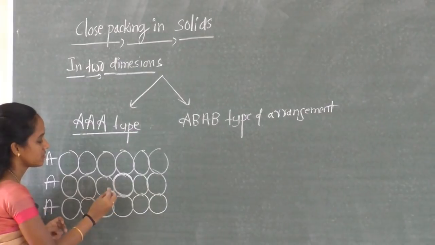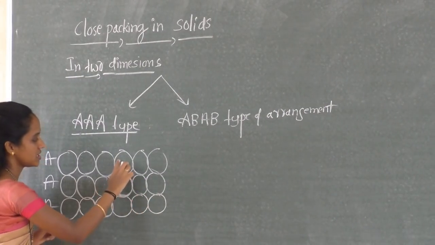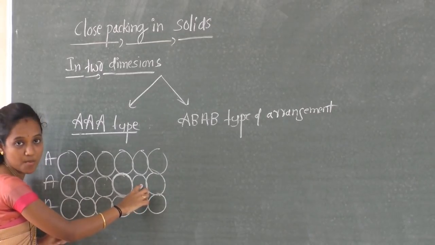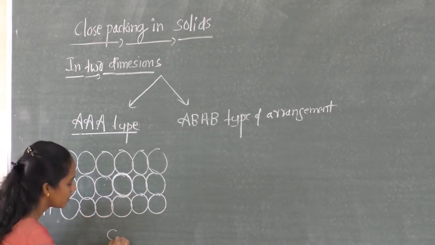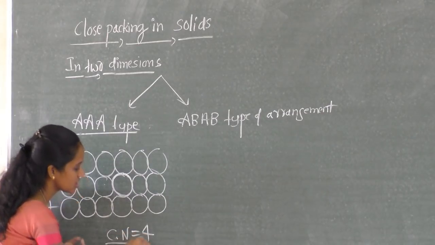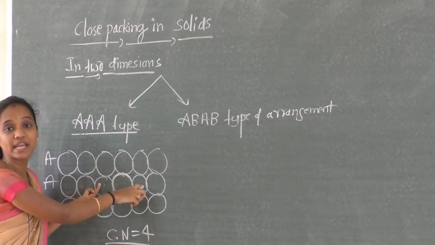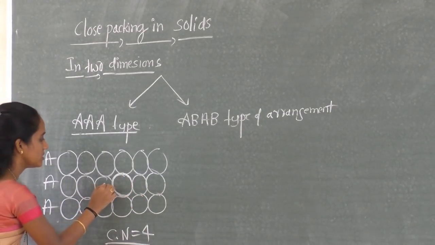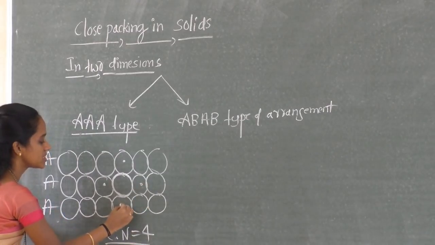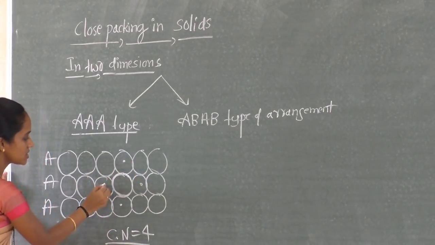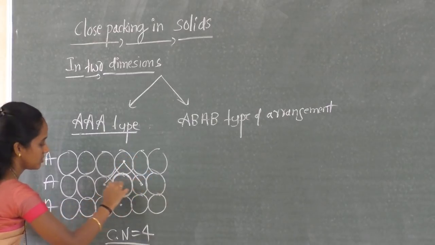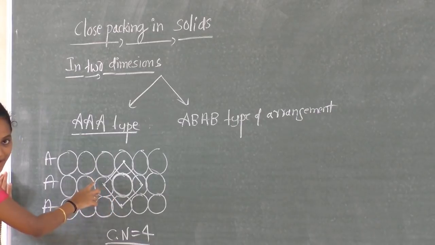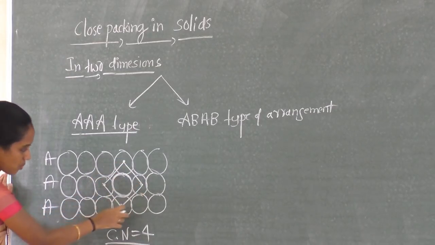It will touch 4 spheres. Can you see? 4 neighboring particles. So what is the coordination number? It is 4. So what is coordination number? It is the number of nearest neighbors of a particle. Or if you join the centers of these 4 neighboring spheres, like this, the geometry obtained will be a square. Clear? It is a square.